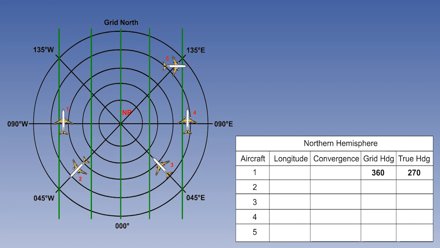Now work it out using convergence. If grid north is at the 12 o'clock position, then the datum meridian must be the Greenwich meridian. In other words, this is a standard grid. Aircraft 1 is at longitude 090 west, which means that the aircraft is west of the datum.